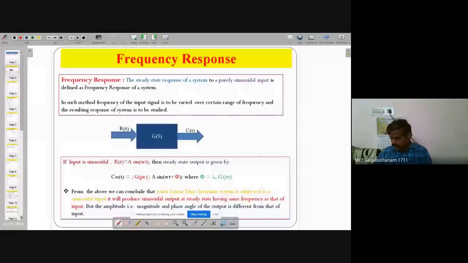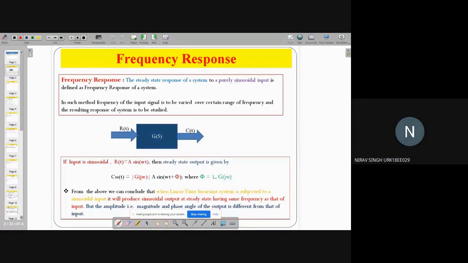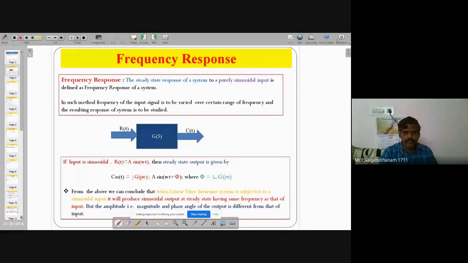Yes. In the last class we discussed frequency response. Is the PPT visible, Nerav? Yes, sir, it's visible.